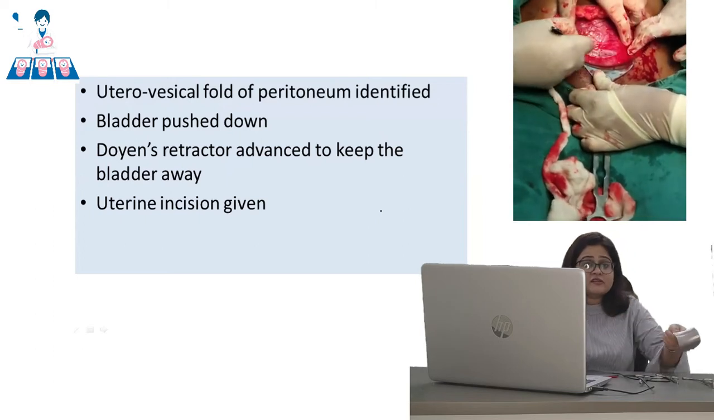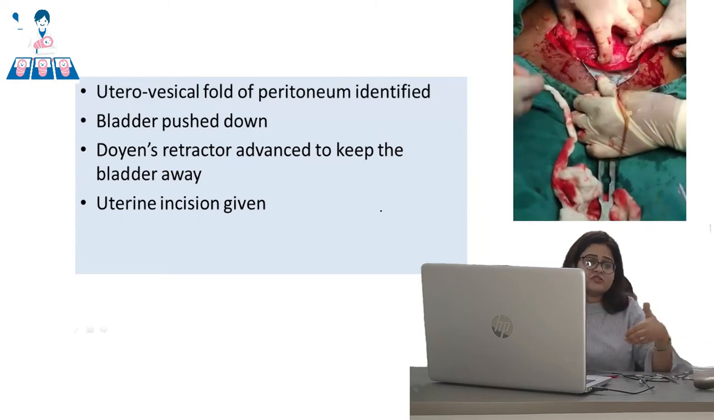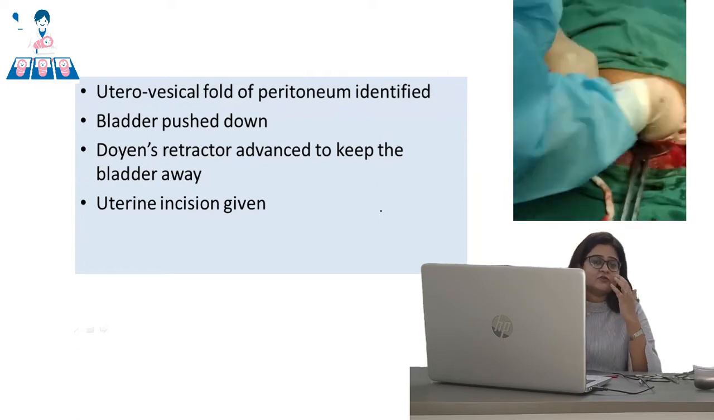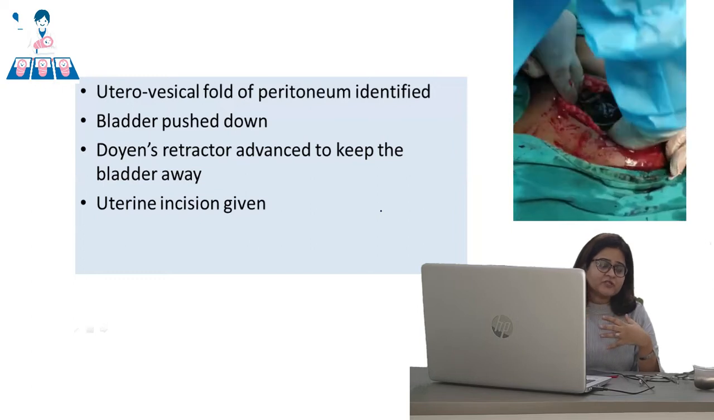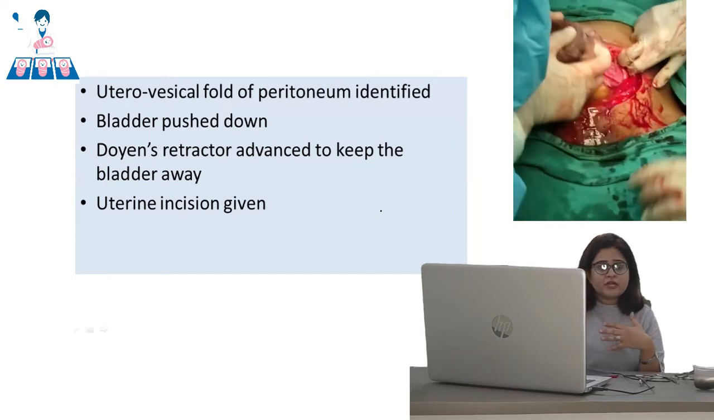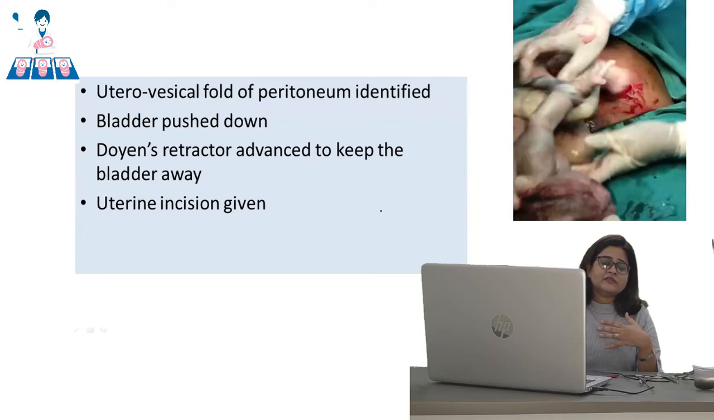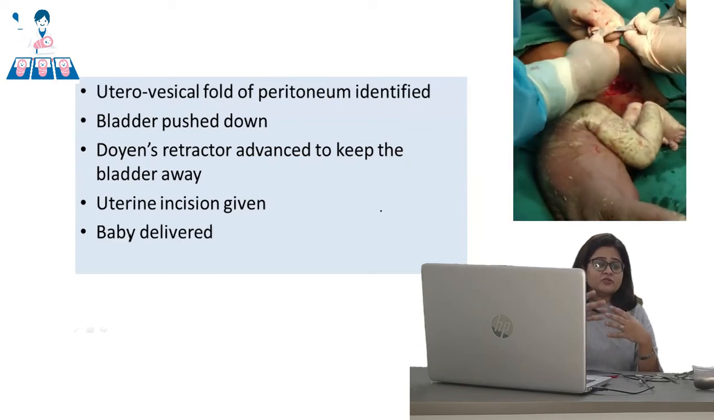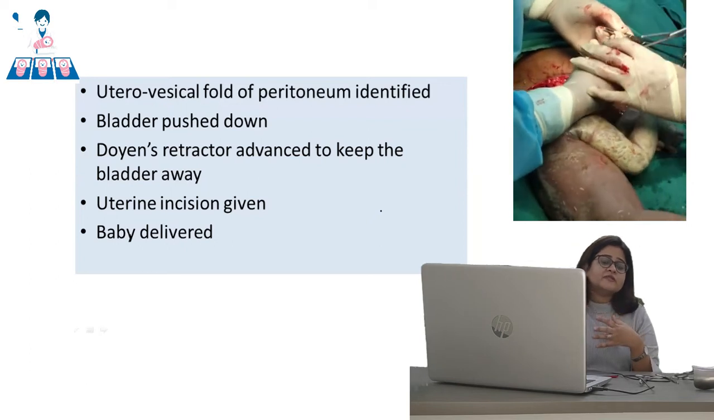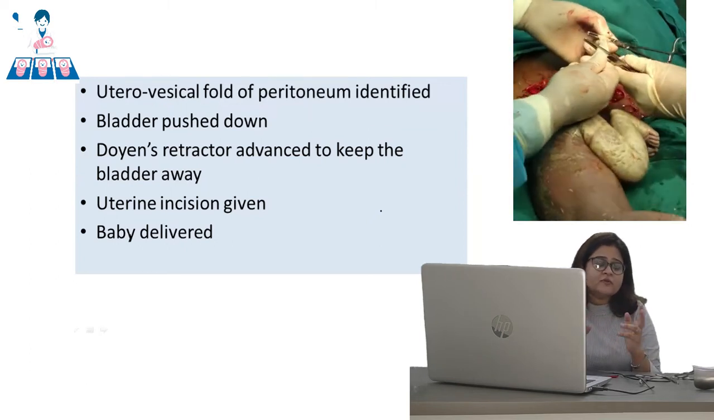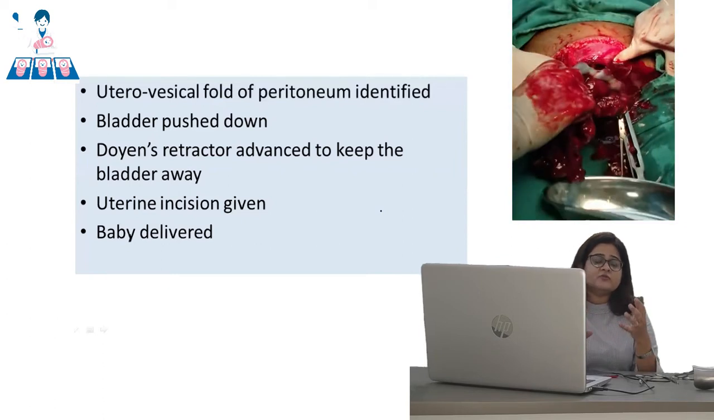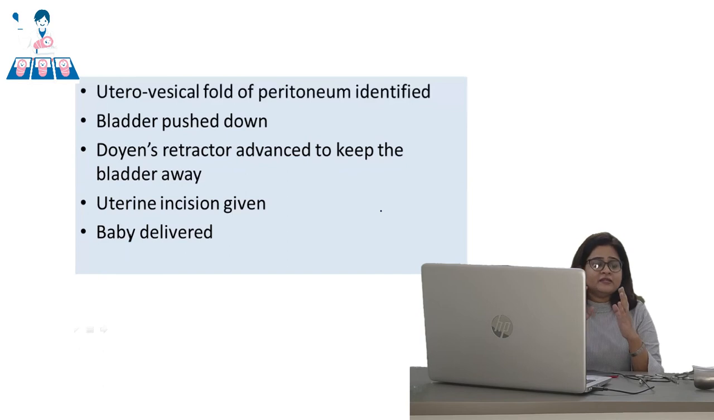That is the Kerr's incision or the uterine incision, the lower segment, which is a transverse incision. Once we give the transverse incision, you can see amniotic fluid, the membranes ruptured. Once the membranes rupture, we put our hand inside and we deliver the baby if it is cephalic presentation, as you can see in the video. So the baby is delivered. Once the baby is delivered, we clamp and cut the cord. Once the cord is clamped and cut, we wait for placental separation, remove the placenta, and then it is time for closure of the abdomen.